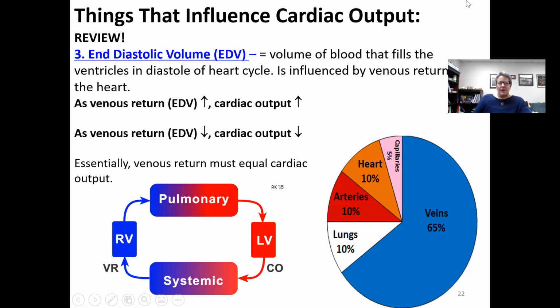Okay, so another concept here is you must have roughly the same amount of blood in your venous system as is pumped out through the heart. It's an equal ratio. So arterial blood must match venous return. Okay, that's just a concept.